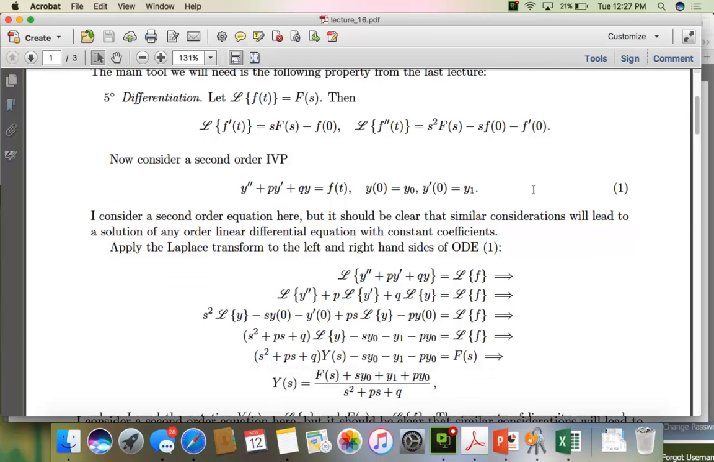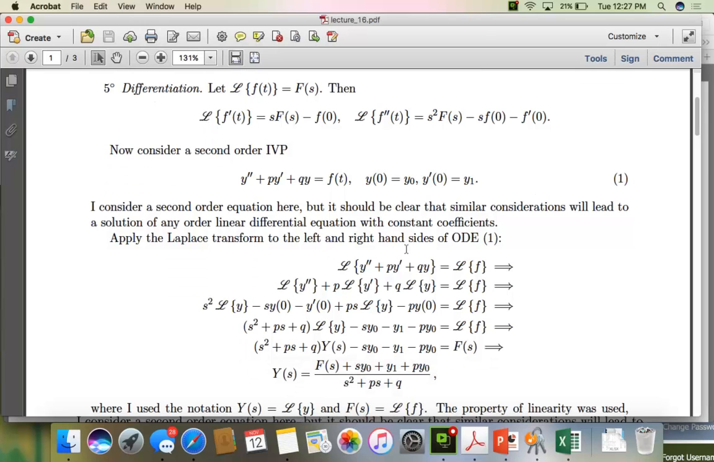So basically what we want to do is take the Laplace transform of both sides of this equation. So we'll take the Laplace transform of the left-hand side and we'll take the Laplace transform of the right-hand side. And right now, this is just some arbitrary function. We have not specified what it is. P and Q are constants.